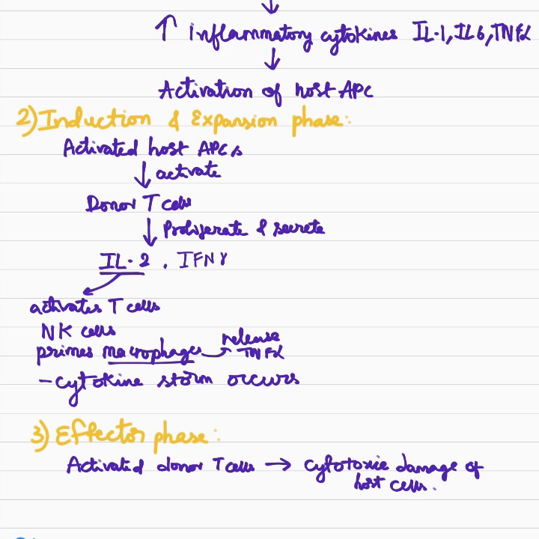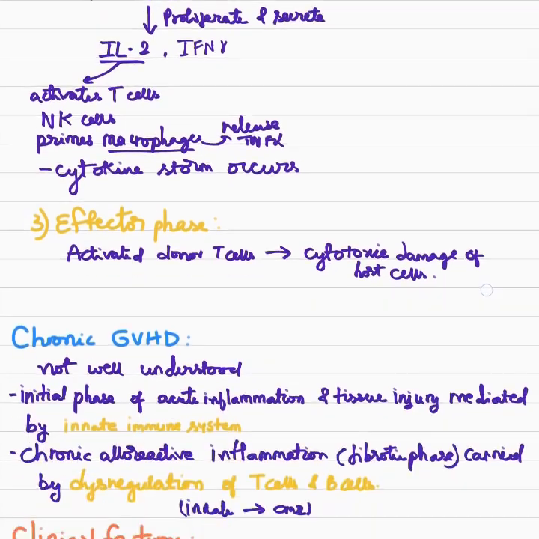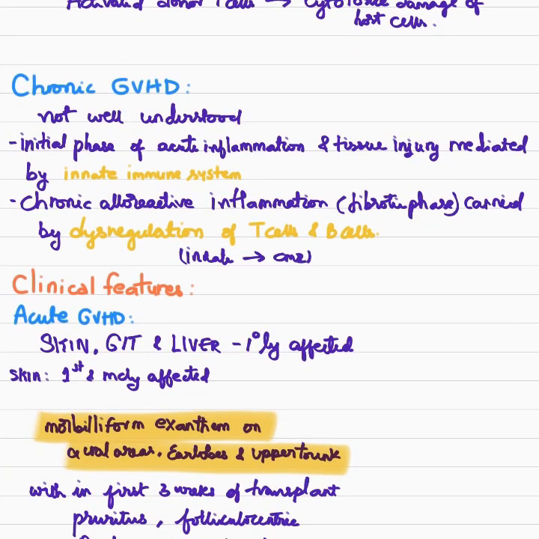This IL-2, which is an inflammatory cytokine, activates the T cells as well as the NK cells and further primes the macrophages to release tumor necrosis factor alpha, which is again a pro-inflammatory cytokine. As a result of all these cytokines coming to action, a cytokine storm occurs. This is followed by the effector phase, where the activated donor T cells cause cytotoxic damage to the host cells. Coming to chronic GvHD, the pathogenesis is not well understood.